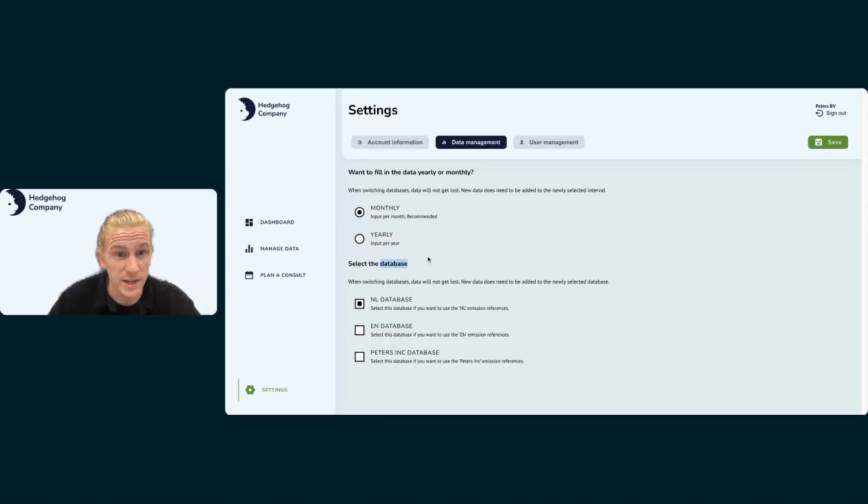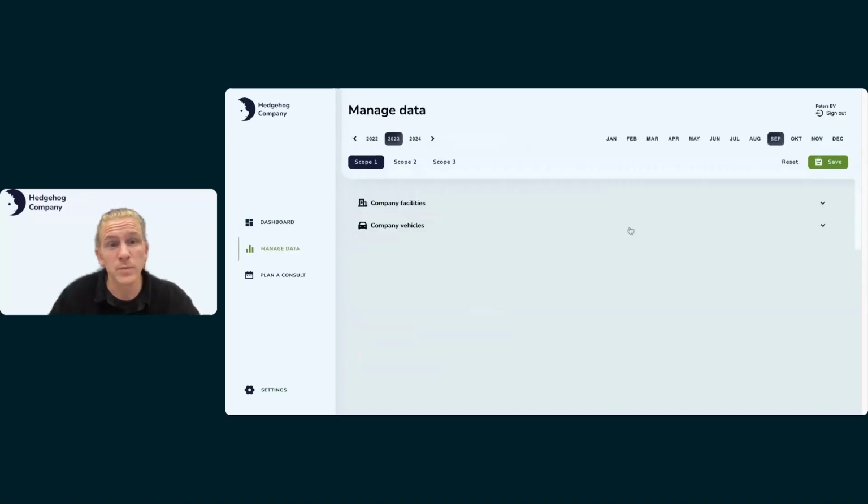Second, then there's the database. When you're a Dutch organization, take the NL database, Netherlands. When you are an English organization or anywhere around the world, then take the English database, which is probably a little bit more representative. If you are in any other nation, please get in touch, because we can always build an additional database that is then suitable for your organization.